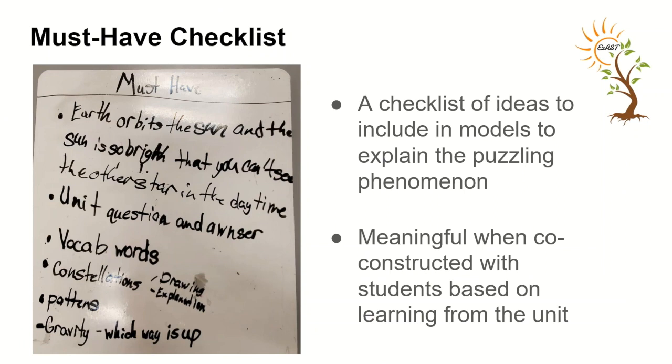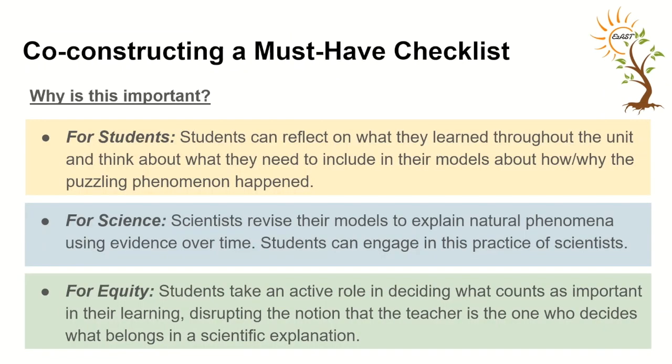A must-have checklist is a checklist of ideas to include in models to explain the puzzling phenomenon. It is meaningful when it's co-constructed with students based on what they learned from the unit. This practice is important for students because they can reflect on what they learned throughout the unit and think about what they need to include in their models about how and why the puzzling phenomenon happened.